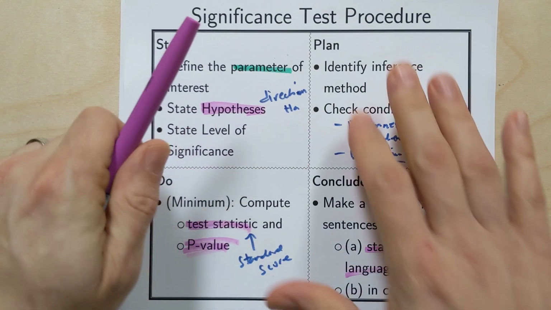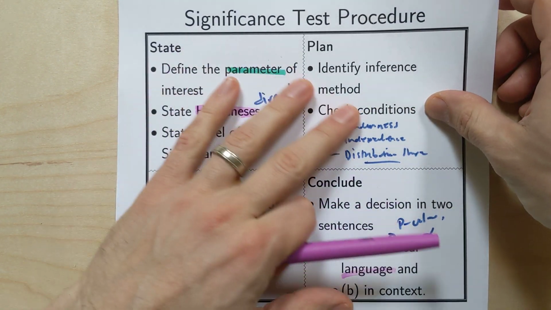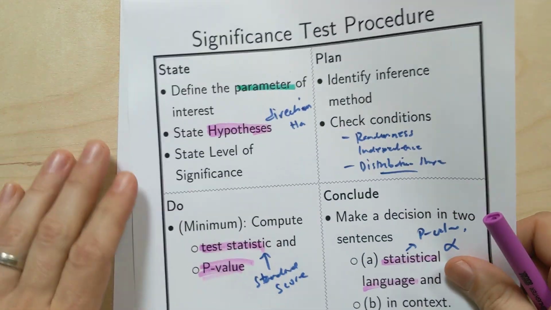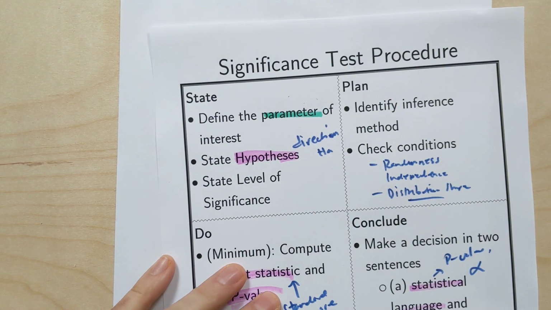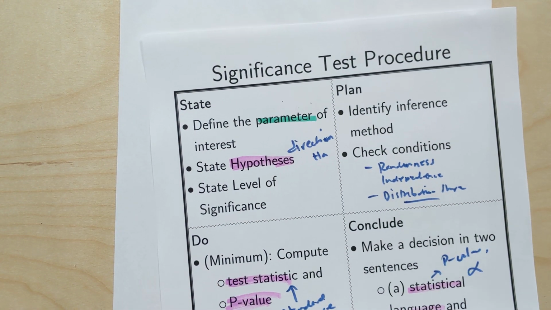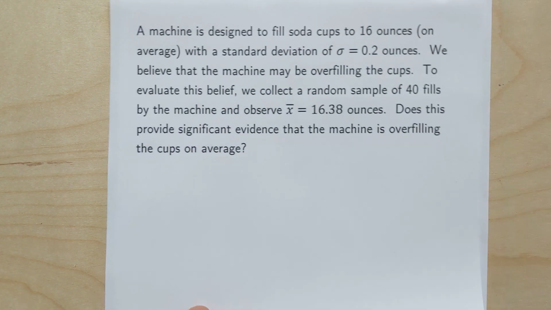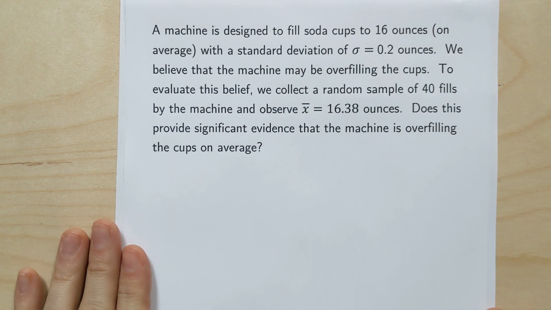So let's actually do a full significance test here, okay? So this is the general outline really for all significance tests, but let's do one in particular. And let's start with this particular example if I can find it. Where did I stick it? Aha, here it is. Let's look at this guy. Here we have a machine. In fact, this is a kind of made-up example.